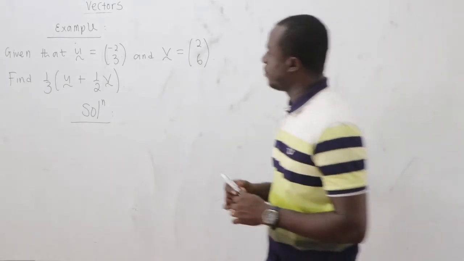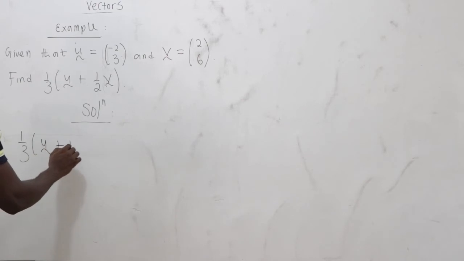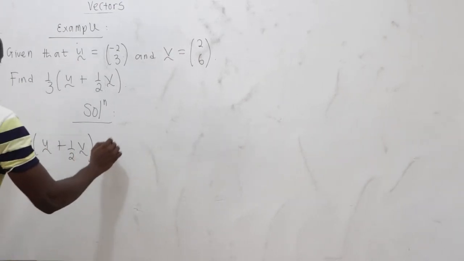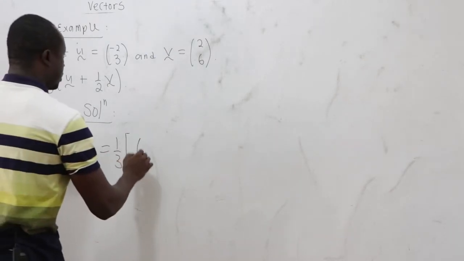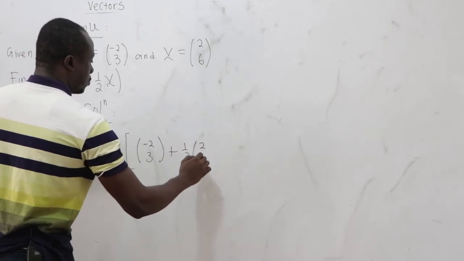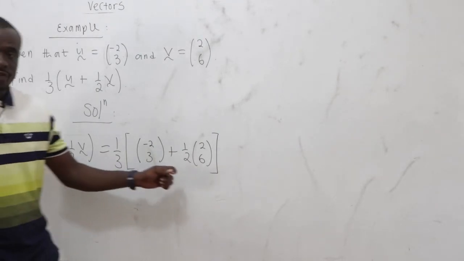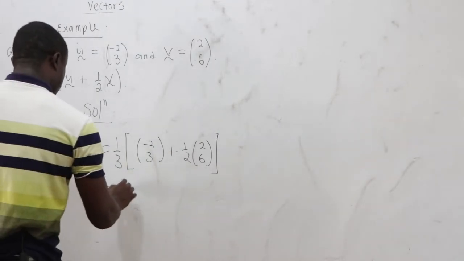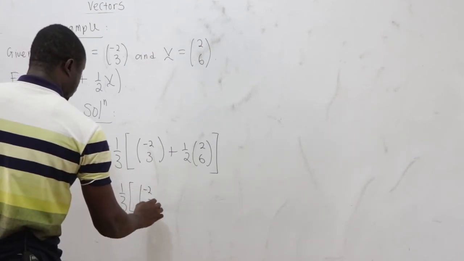Now let's consider this example. Given that vector u is (-2, 3) and vector v is (2, 6), we want to find 1 over 3 (u plus 1 over 2 v). Now we have 1 over 3 outside. Vector u is (-2, 3), and then vector v is (2, 6). Now, clearly, let's deal with the bracket first. So we have 1 over 3 outside, and now we have (-2, 3).